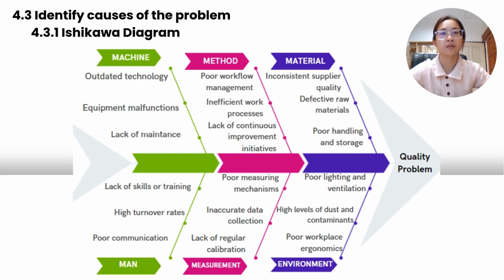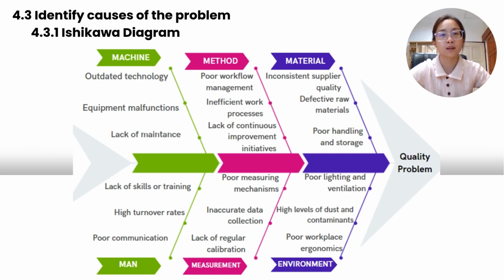The environment category addresses issues related to the physical working conditions in the production areas. Poor lighting and ventilation reduce productivity and increase errors as workers struggle to perform tasks accurately under these conditions. High levels of dust or contaminants damage equipment and products, leading to defects and increased maintenance costs.